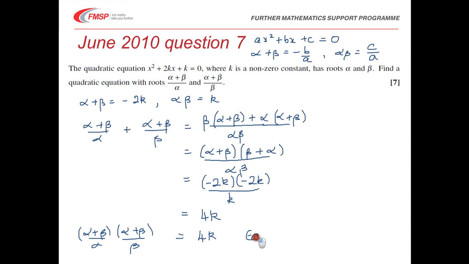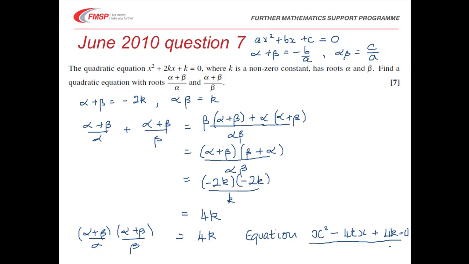Which means that the quadratic equation then is going to be x squared minus 4kx. Just remember that because the sum of the roots is 4k, then that means that b is going to be minus 4k, and then the product of the roots is 4k, which means that c will be equal to 4k. So our quadratic equation is x squared minus 4kx plus 4k equals 0.